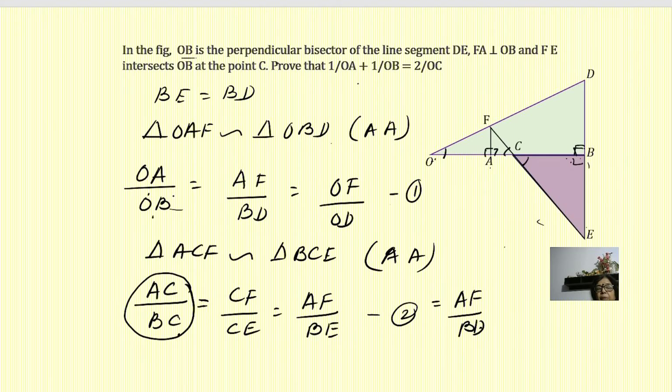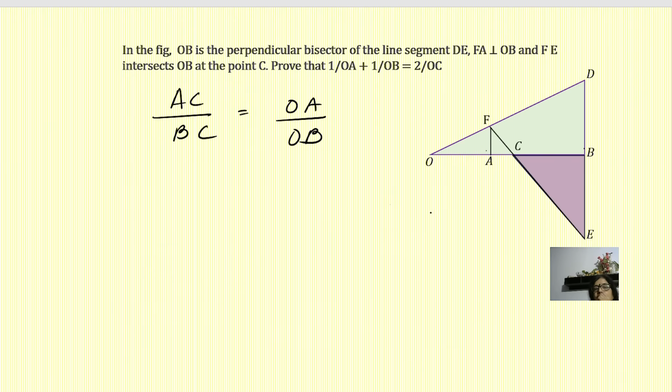AC by BC will be equal to OA by OB. Now why are we taking this? Because we have to get OA, OB and OC. AC can be written as OC minus OA and BC can be written as OB minus OC, is equal to OA by OB.